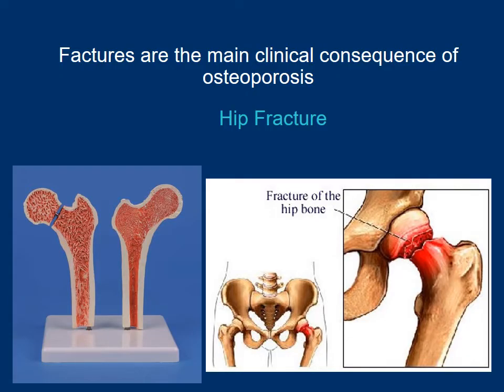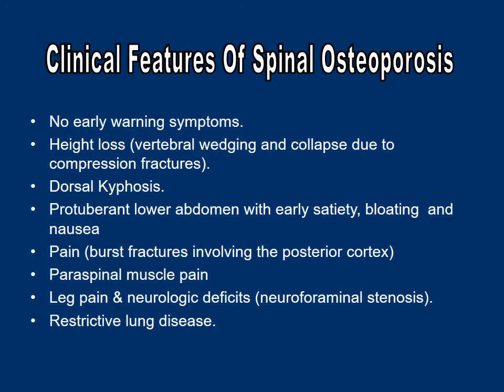So as we said, the first presentation may be a low impact fracture, even with no trauma. And the most common fracture is the hip fracture, which is the main clinical consequence of osteoporosis, especially fracture of the neck of the femur. One of the most important clinical features of osteoporosis is spinal osteoporosis, which affects the spine. No early warning symptoms, as we said, because it's asymptomatic.